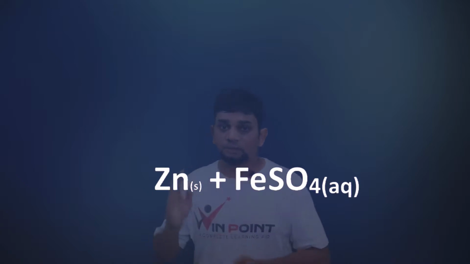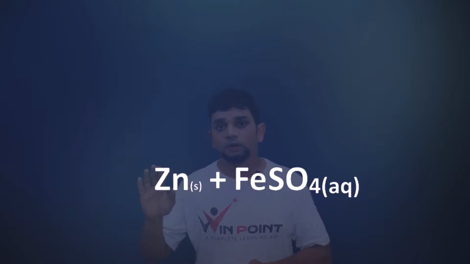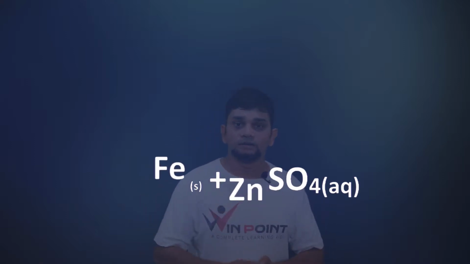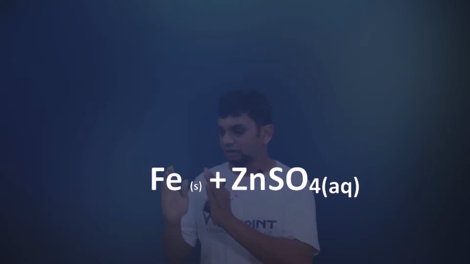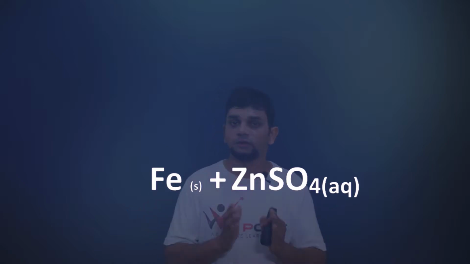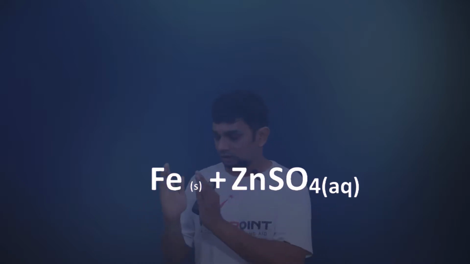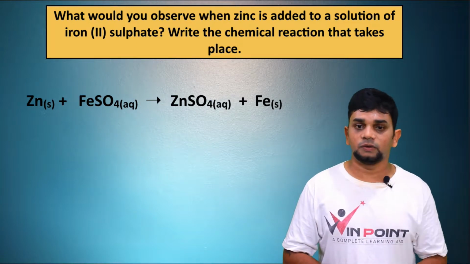Zinc is going to replace iron. So here the reaction will be like this. This reaction is known as a displacement reaction. Here you can see the products now. It is Fe alone, then zinc sulfate. Before reaction, zinc plus FeSO4. After reaction, Fe plus ZnSO4. Zn plus FeSO4 gives ZnSO4 plus Fe.